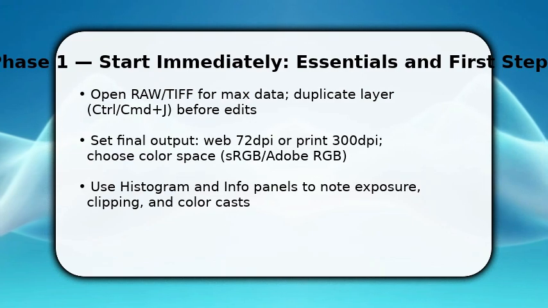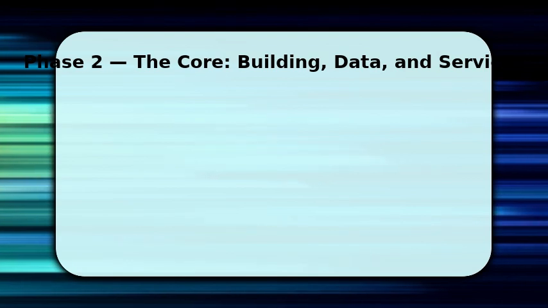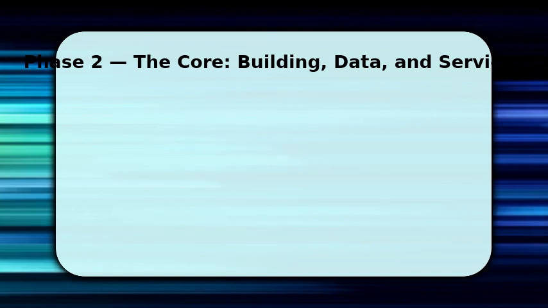You now build the image with local, non-destructive edits. Add adjustment layers like levels and curves and paint masks to limit effects, because that preserves flexibility. For blemishes and distractions, use spot healing and clone stamp. For skin texture, consider frequency separation to treat tone and texture separately.